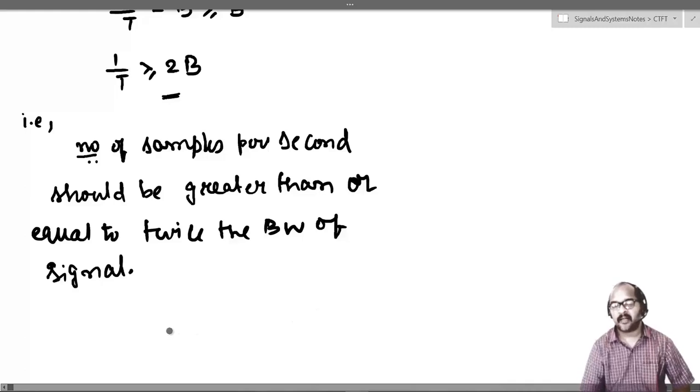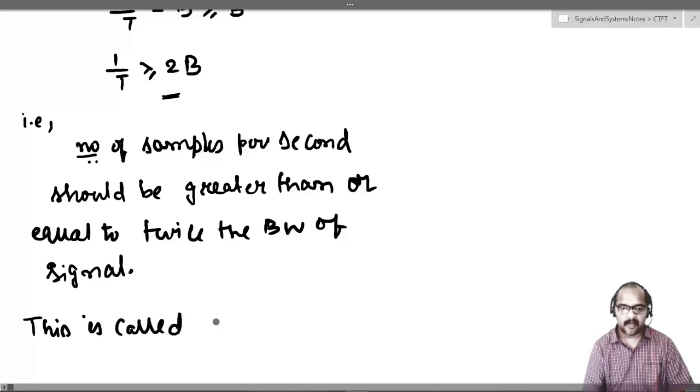So what is the requirement? The number of samples in 1 second should be greater than or equal to 2b, where b is the bandwidth of the signal. If this condition is satisfied, we can get back our x of t without any distortion. If the above condition is not satisfied, I'll talk about that again. So this is called the sampling theorem.